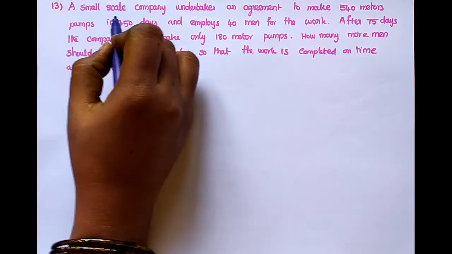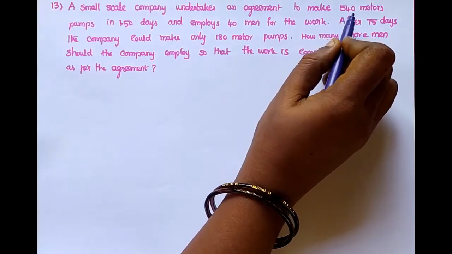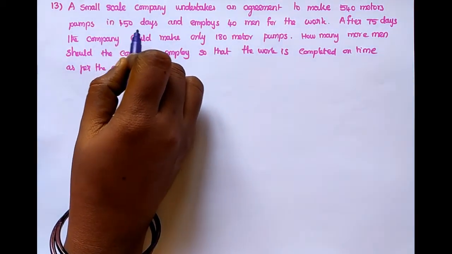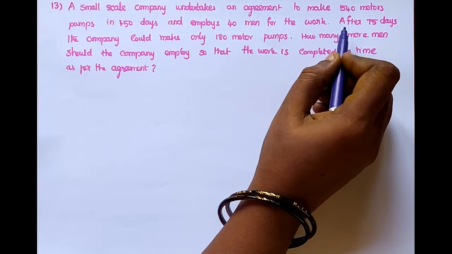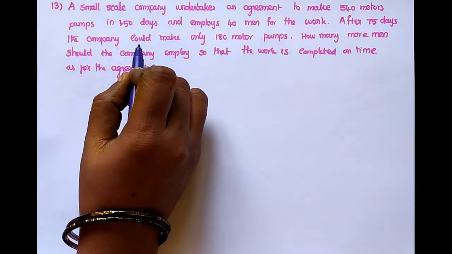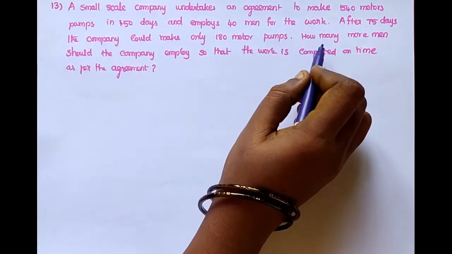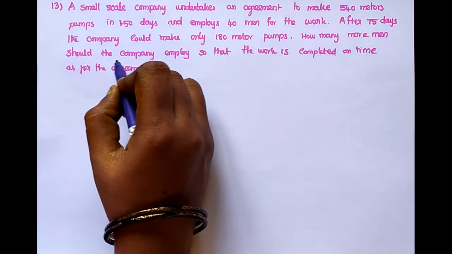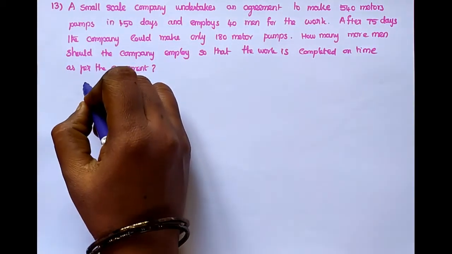13th sum. A small scale company undertakes an agreement to make 540 motor pumps in 150 days and employs 40 men for the work. After 75 days, the company could make only 180 motor pumps. How many more men should the company employ so that the work is completed on time as per the agreement?